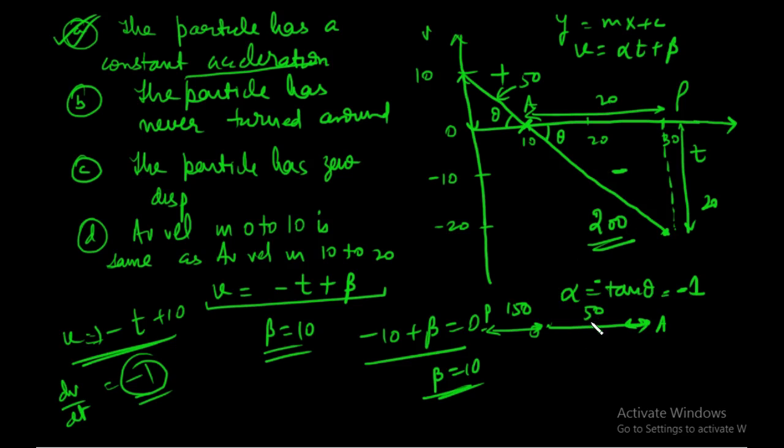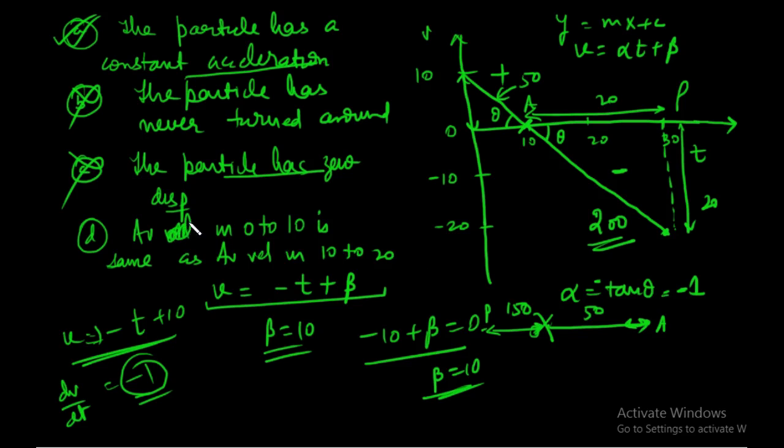The displacement I'm talking about. So the particle has turned around, yes. And it has covered extra displacement of -150. So the particle has never turned around is wrong. The particle has zero displacement is also wrong, because if it was zero displacement it would have reached O again, but it has traveled 150 more in the negative direction.